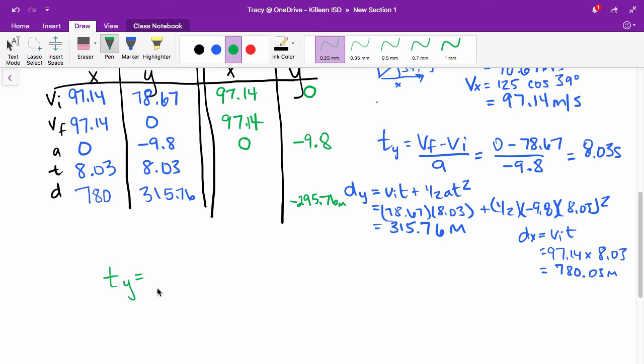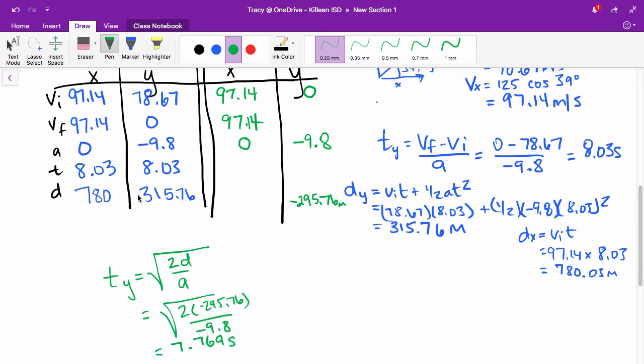VIT goes away. I rearrange it, and I end up with the square root of 2d over a, which means the square root of 2 times my displacement, negative 295.76, over negative 9.8, which takes care of the negatives. And so then I end up with a time of 7.769 seconds.